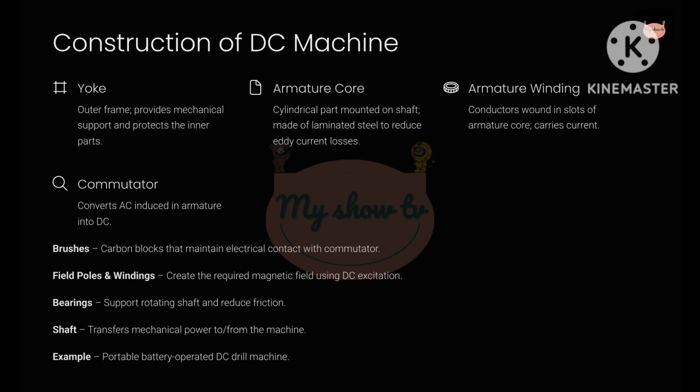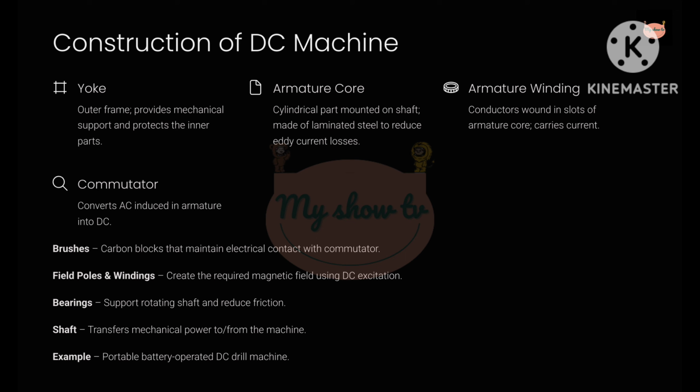Slide 2. Construction of DC machine. A DC machine has multiple key parts that work together to perform its function. Here's what each part does. 1. Yoke, the external frame that protects the machine and holds everything together. 2. Armature core, the rotating part of the machine. It's made of laminated steel sheets to reduce a type of energy loss called eddy current loss.